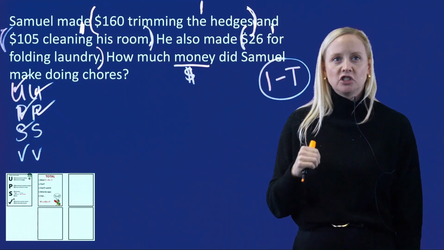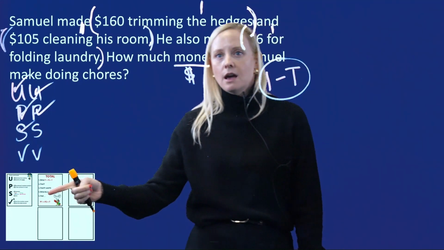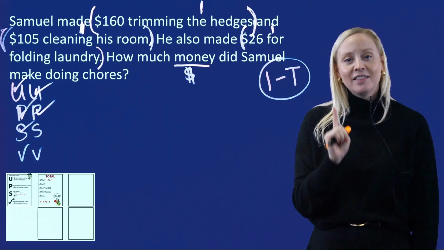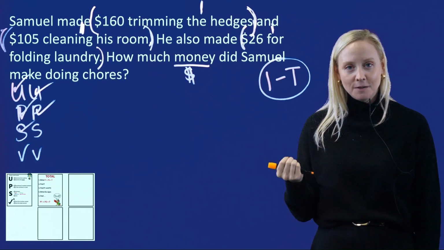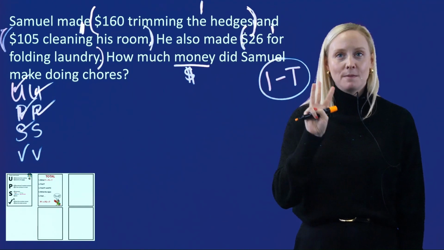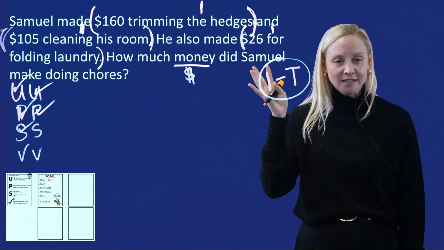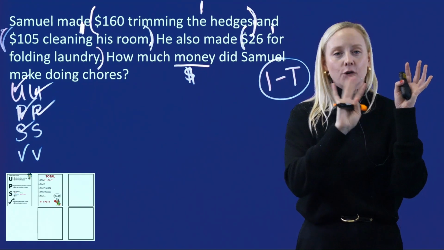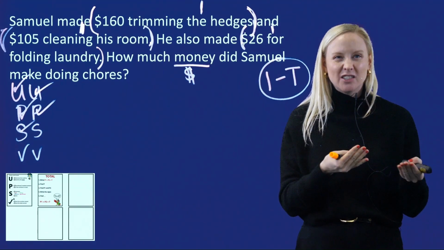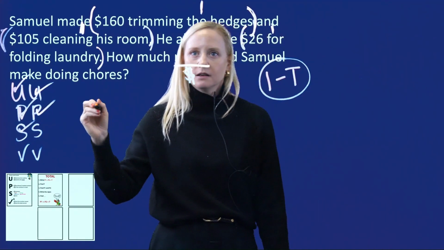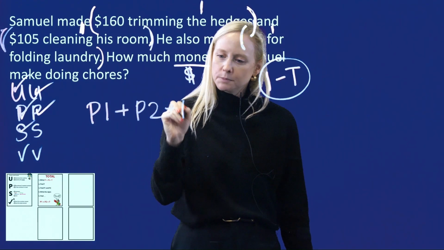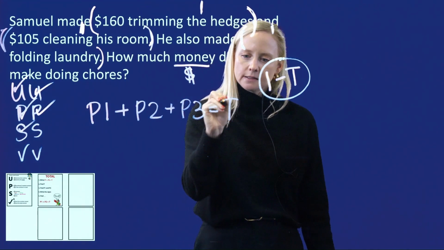And move on to my second S, which stands for solve. Again, I'm going to follow my poster. This problem is a little different than the last 2 that we talked about and I demonstrated. Here we don't have 2 parts, we have 3 parts. Trimming the hedges, cleaning the room, and folding laundry. So all we need to do is change our total equation to add a third part. So I'm going to write P1 plus P2 plus P3 is the same as T.